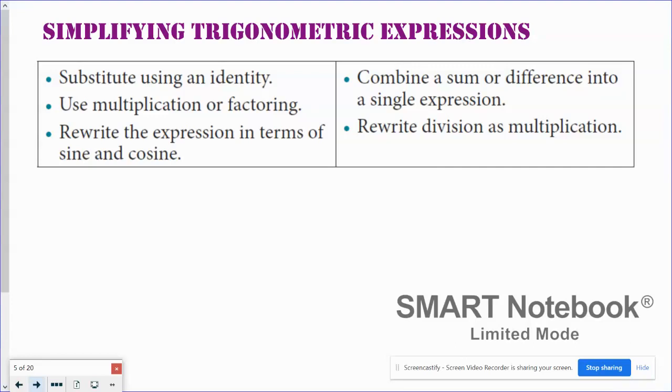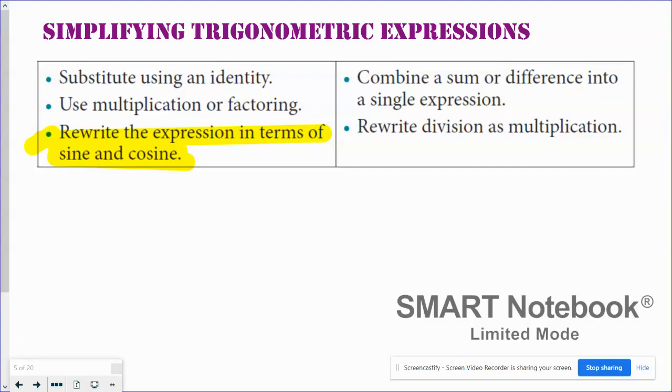One big and very useful strategy is this one here: rewrite the expression in terms of sine and cosine. You can rewrite tangent and cotangent in terms of sine and cosine. You can rewrite cosecant in terms of sine and secant in terms of cosine. So that is a really useful strategy. There are some other strategies that may come into play, like factoring. We'll see an example of that, I think, in the next video. But that can happen.